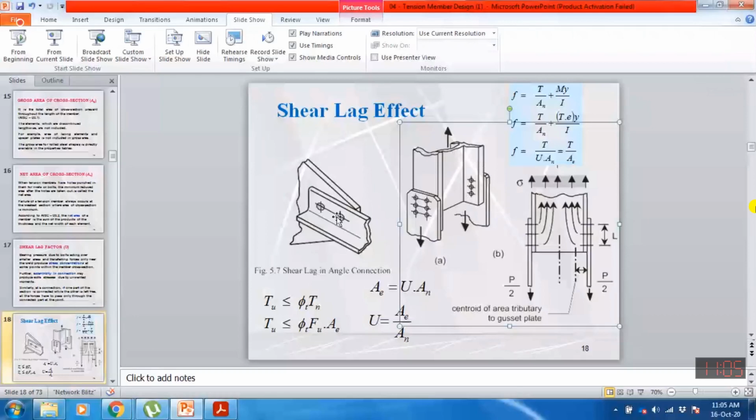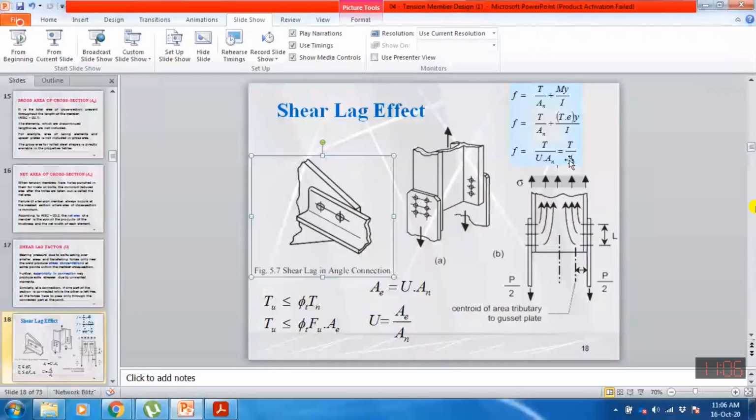It means that at this section, force is resisted by the entire cross section, but at this section, force is transferred to the cross section area of the one bolt. So the area of the bolt is very less. This means that at this point, there might be stress concentration. Stress concentration means that due to the reduced area, stress will be more. So how can we consider these extra stresses? We are converting the net area into the effective area by multiplying with the shear lag factor.